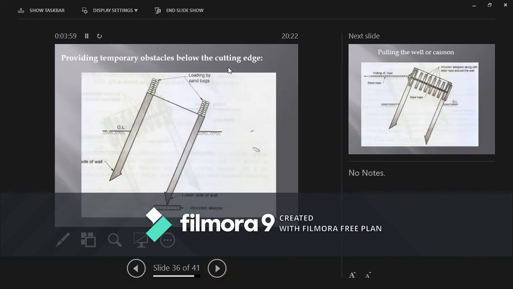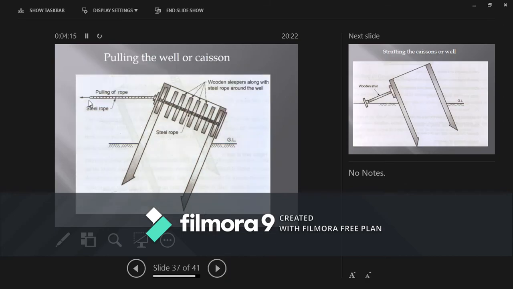Providing temporary obstacle below the cutting edge. A wooden sleeper or steel plate can be provided at the base, so that the further sinking process can be stopped and you can make it vertical by excavating on the other side. Pulling of the rope. Pulling of the well can be done the same as the hydraulic jack method. So here we are providing a steel rope, so that it can be made vertical.